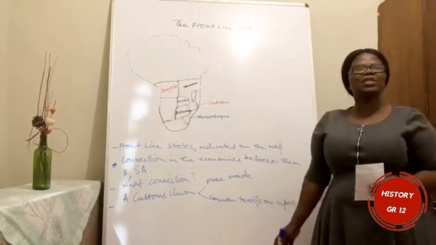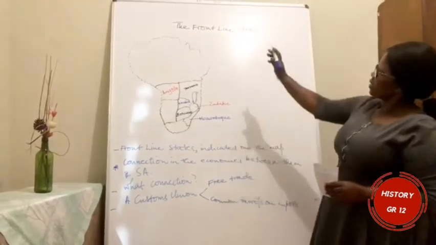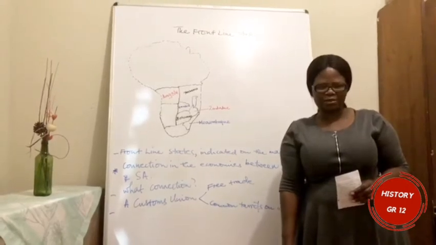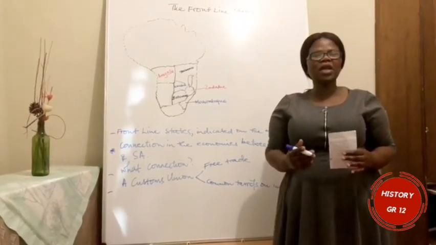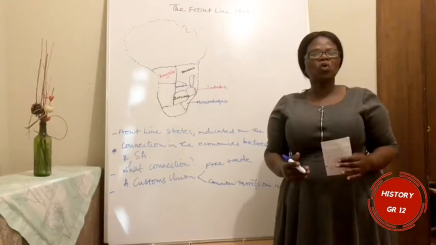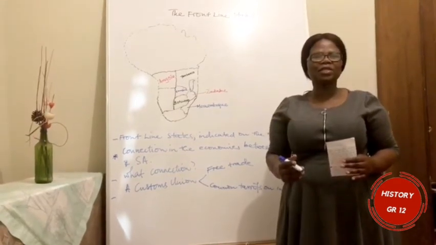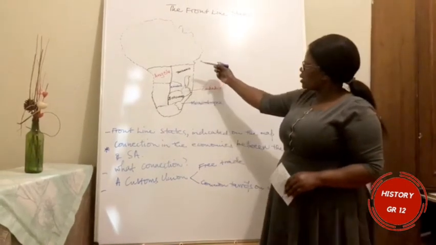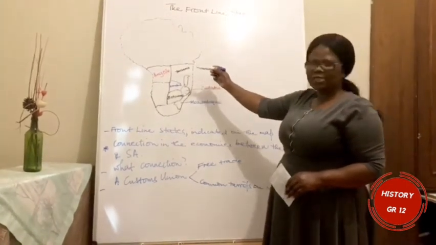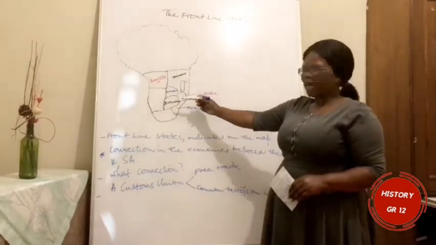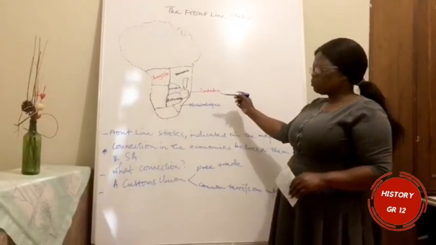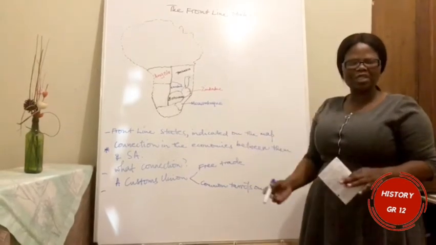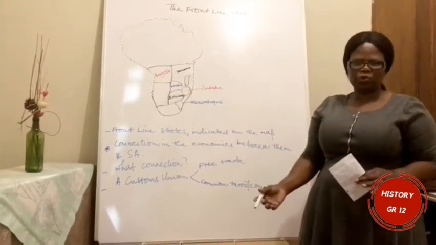The heading for lesson 13 says, the frontline states. A group of Southern African states formed what is called the frontline states in 1970. They were Angola, Tanzania, Zambia, Botswana, Zimbabwe, Mozambique. There were some others that I may not have mentioned, for example, Lesotho.